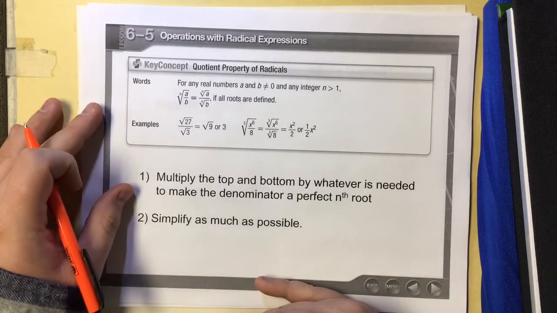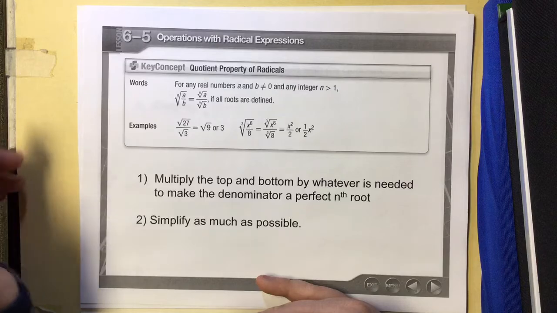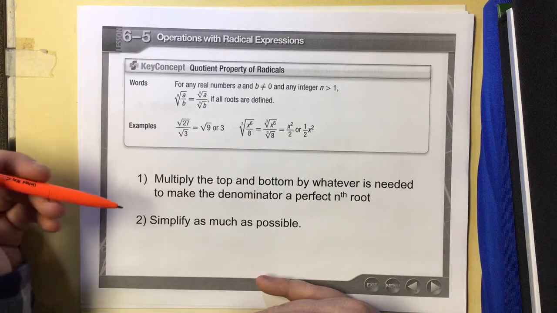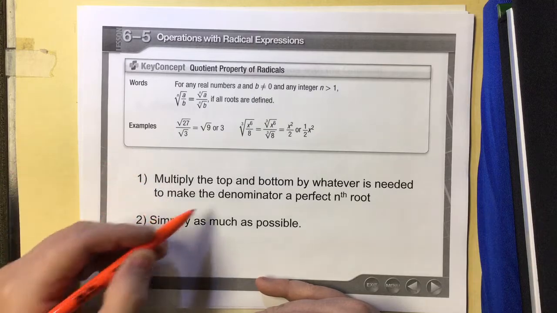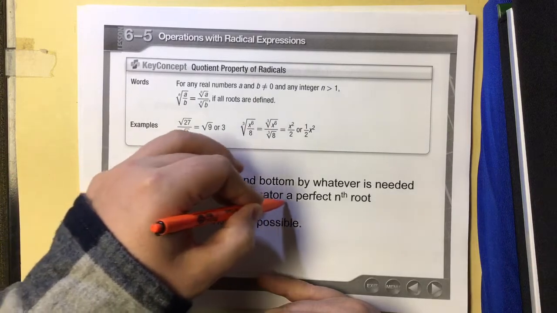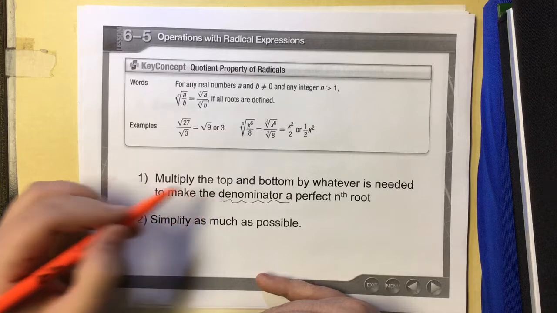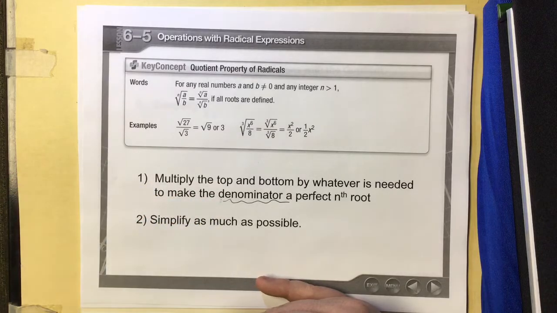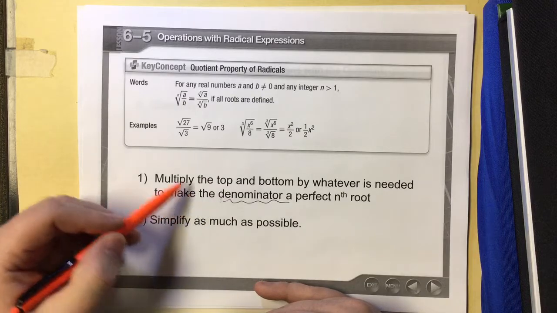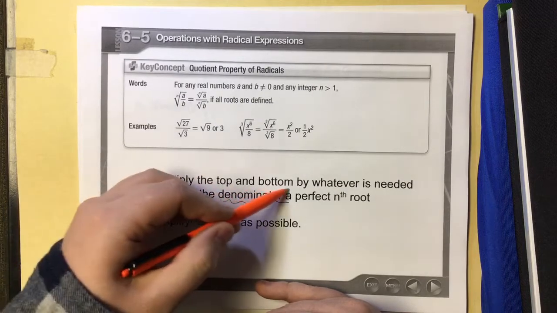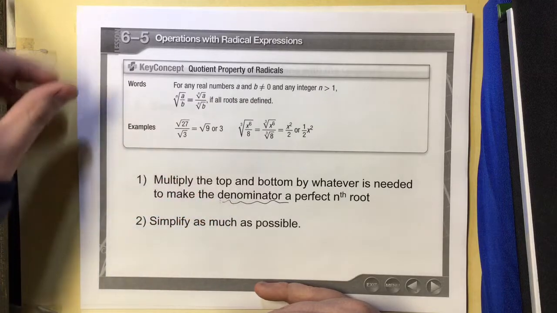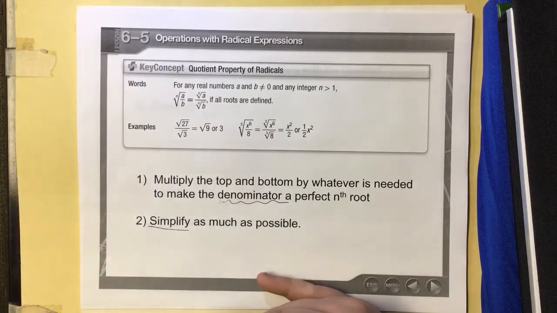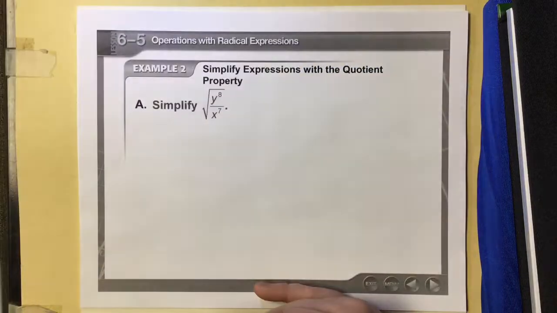All right, these are the types of problems that we left off on, where we are trying to rationalize that denominator, get rid of any radicals down there. And our steps were to do whatever we can to make the denominator, remember it's all about the denominator, have a perfect nth root. So if the index is 5, it has to have a perfect fifth root. So you have to multiply both top and bottom by whatever is necessary to make the bottom have a perfect root. Once you've done that, then we simplify whatever we can.